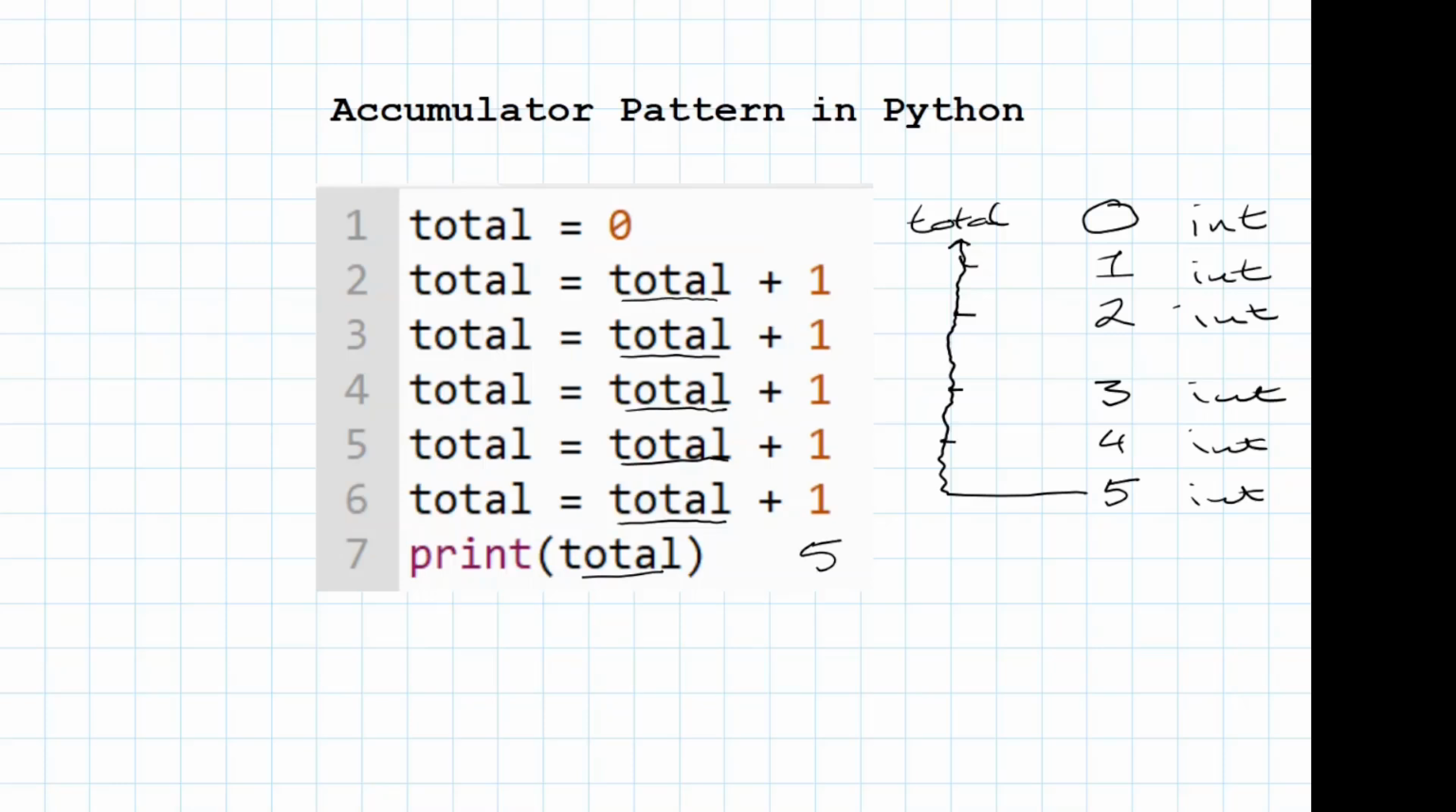We're constantly adding a new value to the same variable. So we started at 0, then we added 1, we added another one, and another one, and another one, and another one till we were finished. So we accumulated as we went along.